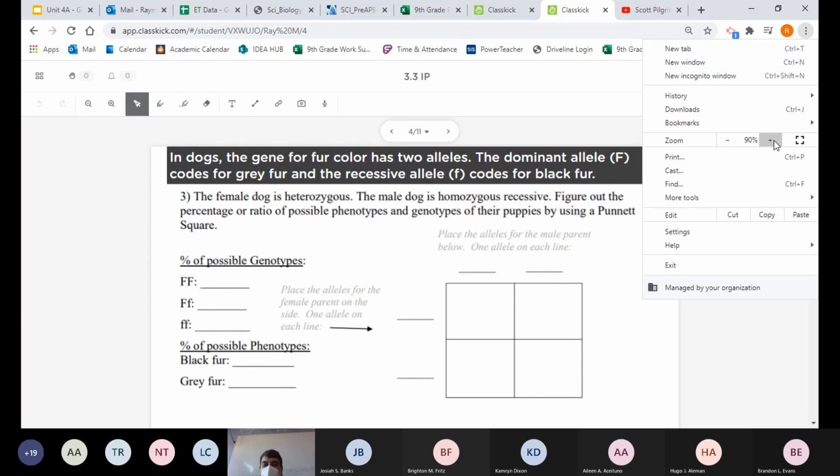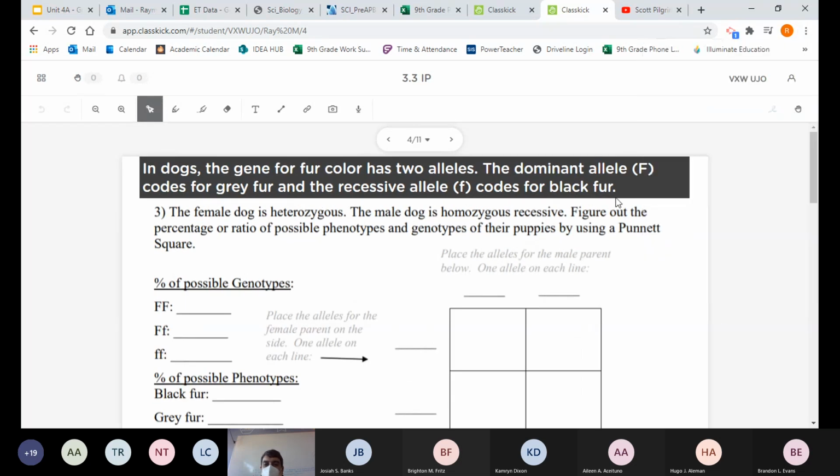Our first practice problem for the day. Now you notice this black bar up here, it's going to be constant for the next three. We're dealing with the same alleles for the next three practice problems, just to keep it simple. So in dogs, the gene for fur color has two alleles. The dominant allele, capital F, codes for gray fur. The recessive allele, lowercase f, codes for black fur. So gray dominant, black recessive. The female dog is heterozygous. The male dog is homozygous recessive. Figure out the percentage or ratio of possible phenotypes and genotypes of their puppies by using a Punnett square.